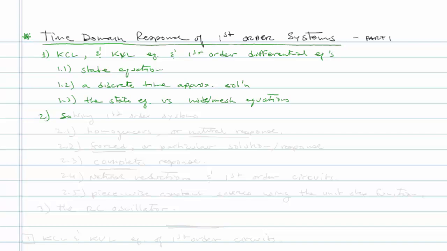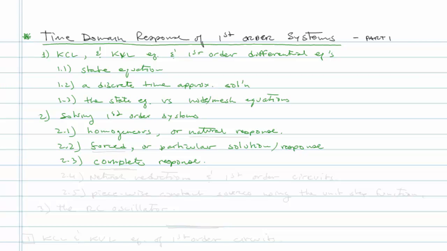We'll then look at solving first order systems. Okay, and we'll look at what is called the homogeneous or natural response of the system. Secondly, we'll look at the forced or particular, sometimes called particular solution or response. And then we'll combine those and look at the complete response. Okay, so the natural response, the forced response, the complete response.